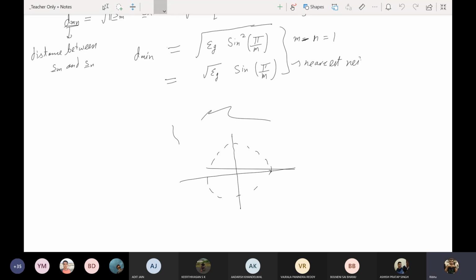So assume that there's a point, we can always say that there's a point at theta m equals 0, and since all of these are symmetric, there's another point at theta m equals 2 pi by m. Right? Agreed?